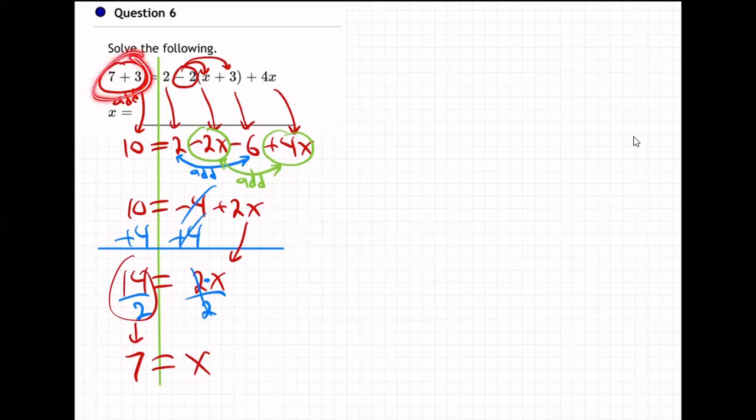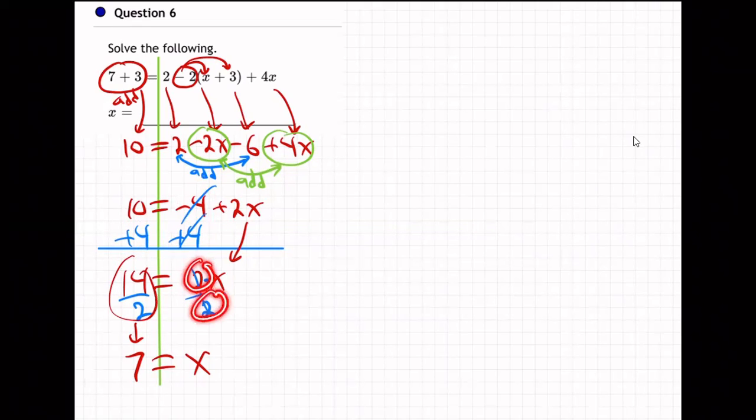So what do we do? We started, we added the left side, got 10. We distributed through the parentheses. And then we just combined like terms. We subtracted the two numbers. 2 minus 6 is -4. Subtracted the two x's. 4x minus 2x is 2x. And then to get x alone, we got rid of the -4 by adding 4 to both sides. And then we got rid of the 2 right next to the x by dividing.